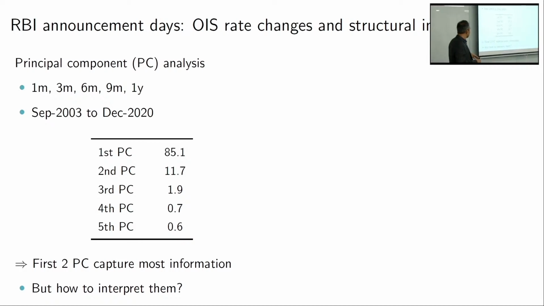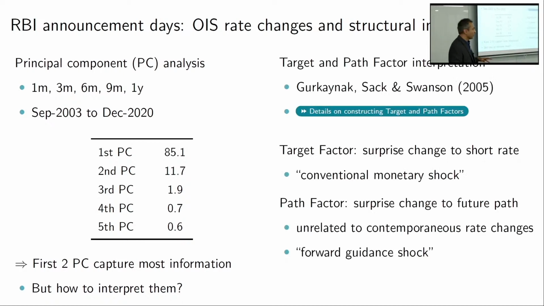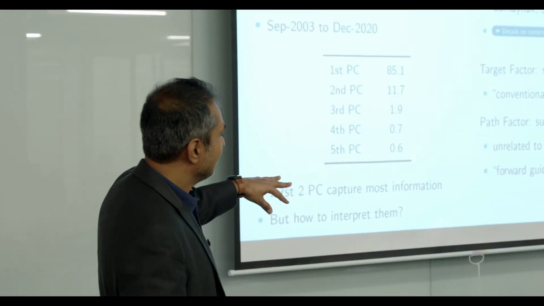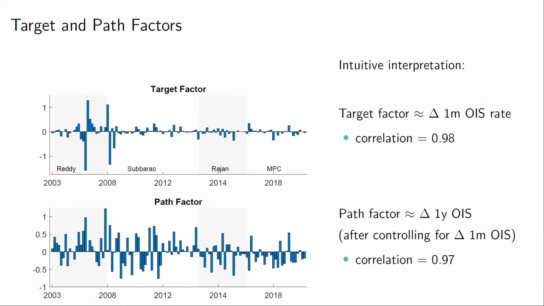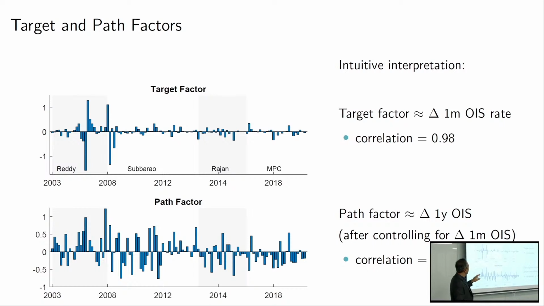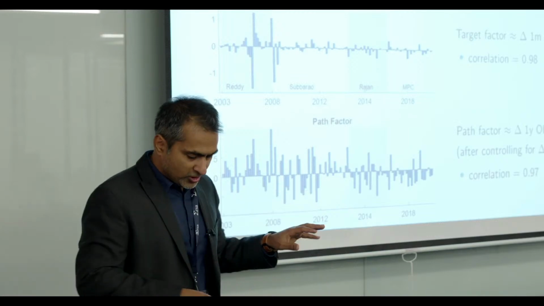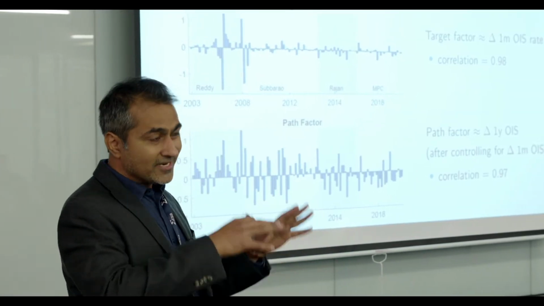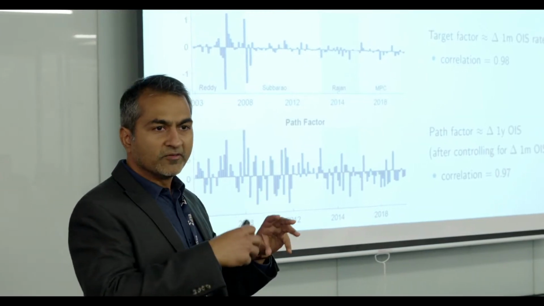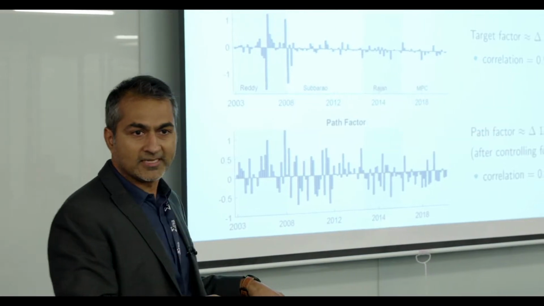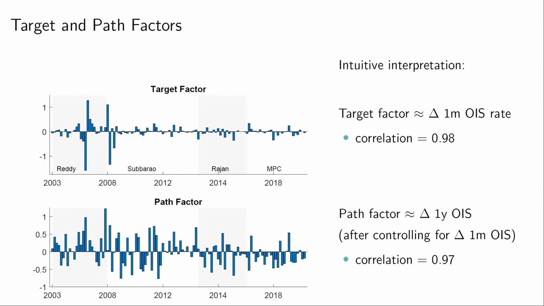And as was mentioned, this is just a statistical exercise of figuring out how to explain these things. There's not much economic structure here. So we'll do the similar thing that you saw already, which is we're going to rotate these factors to have a target factor and a path factor. Let me show you what they are, and then give you a simple intuitive interpretation. For the Indian data, the target factor, you can think of as just the change in the 1-month OIS rate. So it's the surprise change in the short-term interest rate. The path factor is the following: you take the change in the 1-year OIS rate, regress it on the change in the 1-month OIS rate, and the residual from that regression is the path factor. The correlation with that is about 0.97. So it's movement in the 1-year rate independent of movement in short rates.